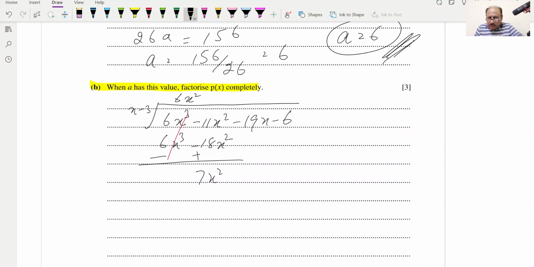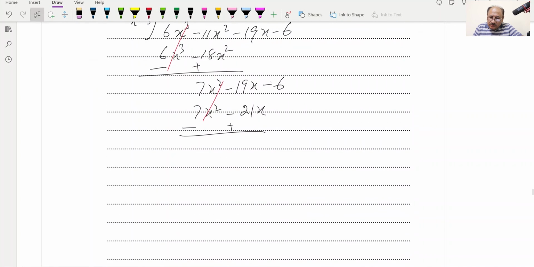7x squared minus 19x minus 6, just simple division. So 7x plus 7x, so this will be 7x squared minus 21x. Again change sign, this should be minus and this will be plus, and cancellation, and we will get 2x minus 21, 2x and minus 6.